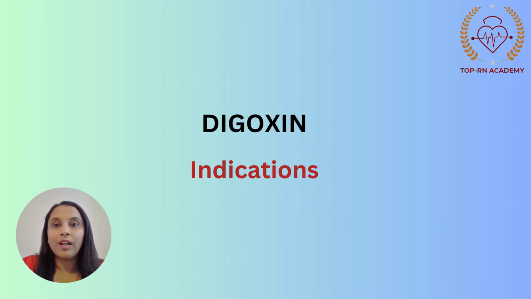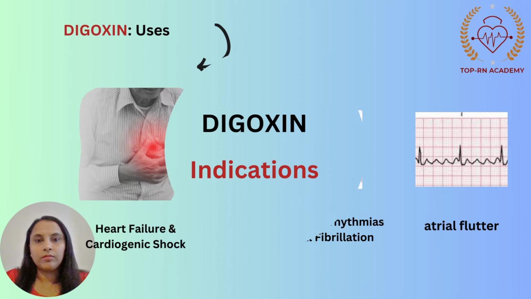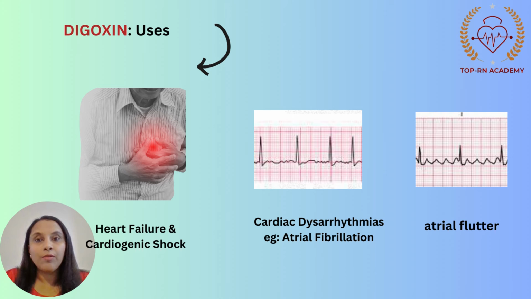Let's see what are the indications of this drug. Digoxin is given for patients with heart failure, cardiogenic shock, and cardiac dysrhythmias like atrial fibrillation and atrial flutter. In all these conditions, there is a problem with the heart to pump effectively. So in case of heart failure and cardiogenic shock, there is failure of the muscle fibers so that the heart is not able to contract effectively.